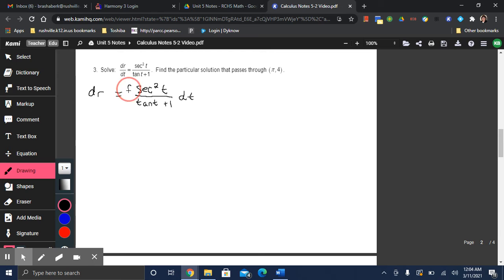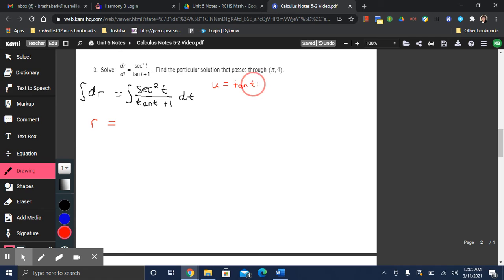And so we will integrate on both sides. So the antiderivative of dr is r, on the left-hand side. On the right-hand side, we have a quotient. We're going to need to use a u. So the u could equal, hopefully you're used to that being the denominator. That's usually a good choice.